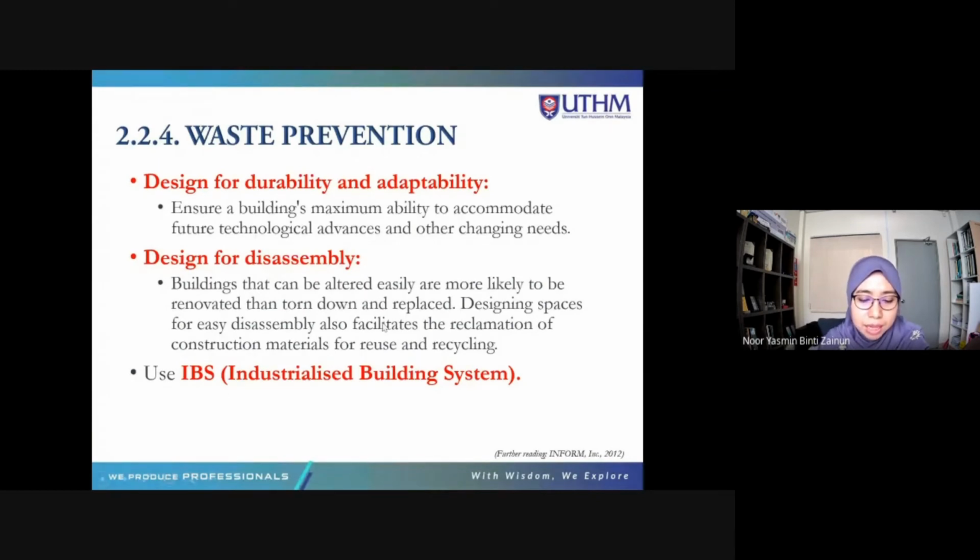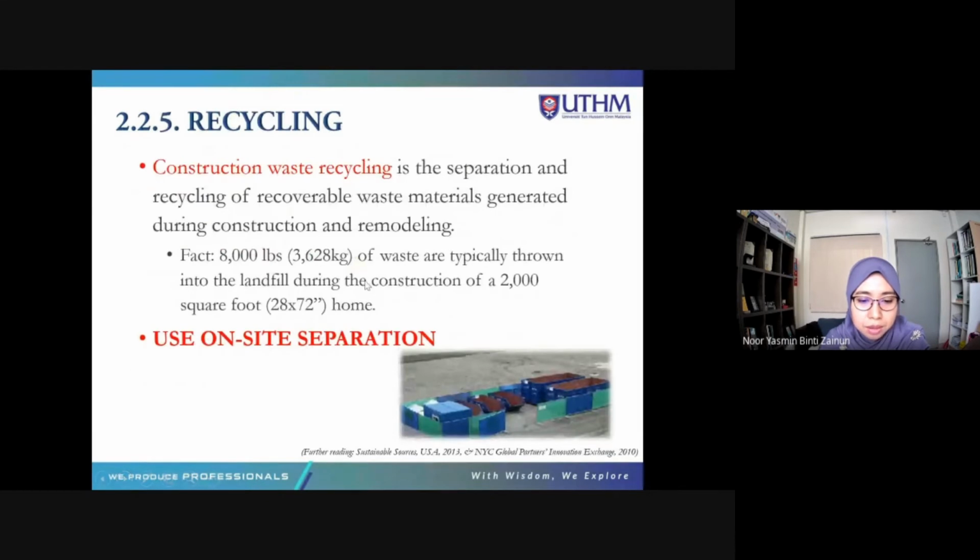And then use IBS, Industrialized Building System. Okay, for recycling, construction waste recycling is the separation and recycling of recoverable waste material generated during construction and remodeling.